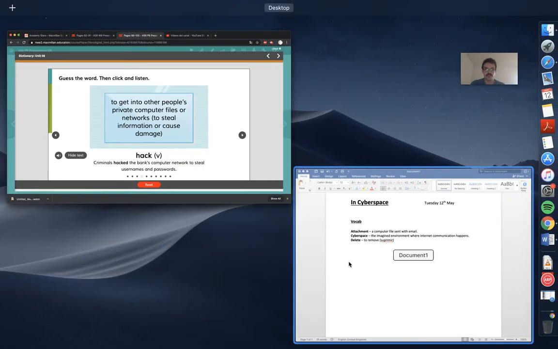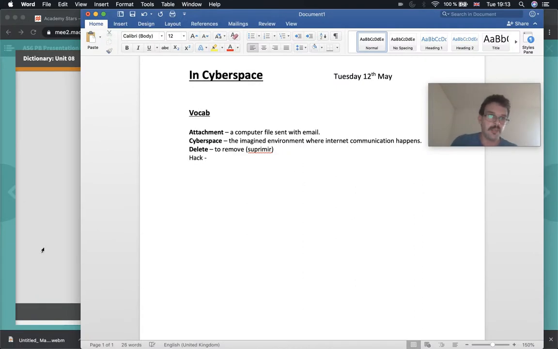Okay, so let's write in the notebook, hack. And it was to get into other people's private computer files or networks. To get into other people's computer files or networks. Just to clarify, a computer file is, how do we say this? Computer file. Archivo. Okay, archivo. A network is una red. Okay? So, copy this in the notebook. Next one.